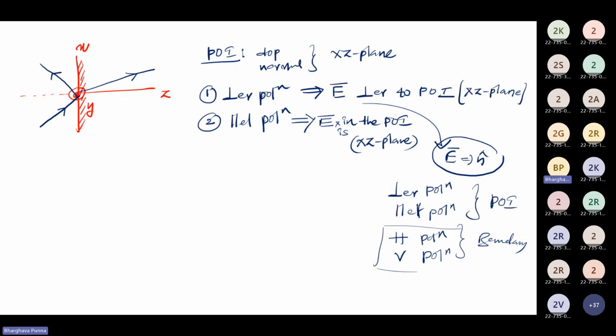It's already 12. So now I'm going to draw the diagram. Carefully you have to listen. The diagram itself is very, very important. Here I will take two more diagrams. One is parallel polarization, the second is perpendicular polarization. I'm taking the boundary here, and also here, and the boundary is the xy plane, and the normal is the z axis in our case.